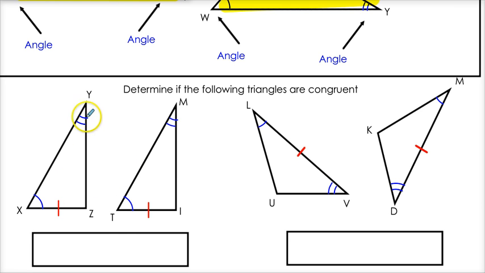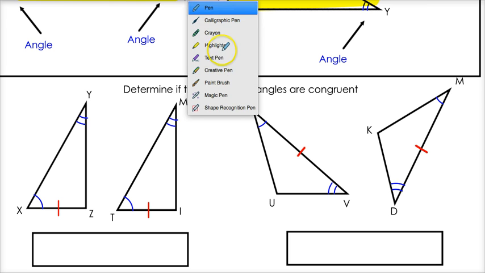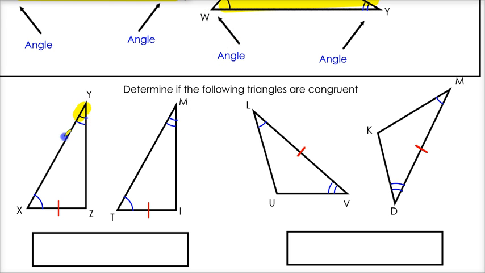We have these two triangles, and we have two angles that are congruent and a side that's congruent. Now, how do I know if this is side, angle, angle, or angle, side, angle, or angle, angle, side? Well, if you can't see it and you want to check, let's highlight the two angles and check to see if the side's in the middle.